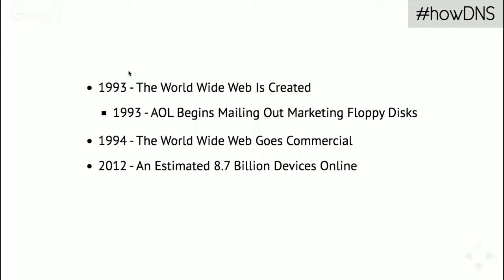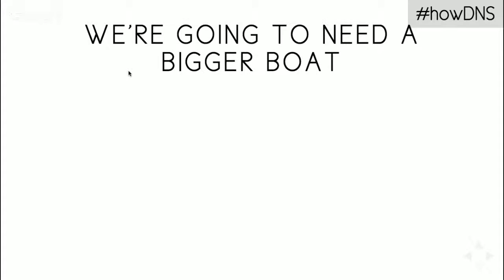The latest number I could find was 2012. There's an estimated 8.7 billion devices online. That's computers. That's phones. That's the locks on really good hotel rooms. All kinds of things are now internet devices. And you have to be able to get to them, to find where they are, to say, hey, tell me a thing that I would like to know. And that's why we have DNS. At this point, we're really going to need a bigger boat.